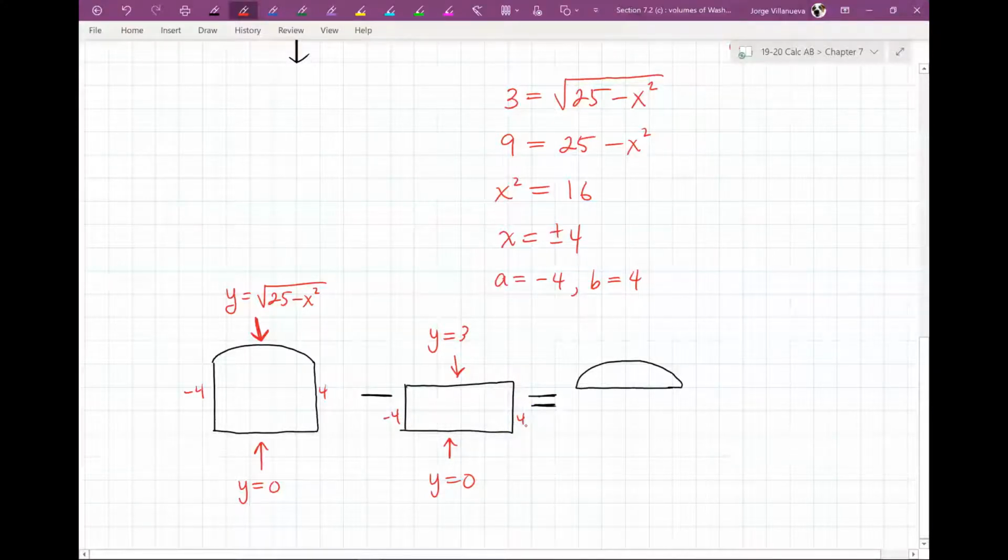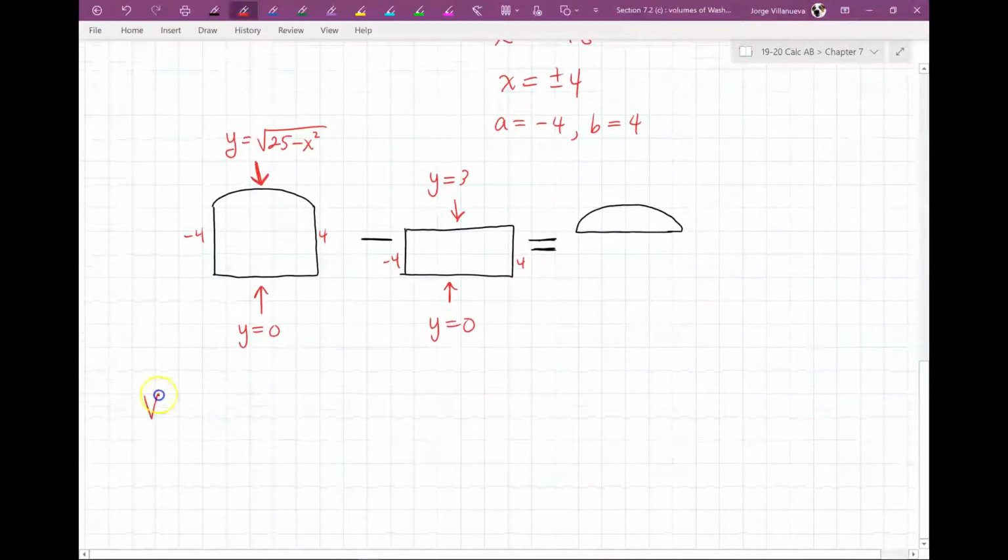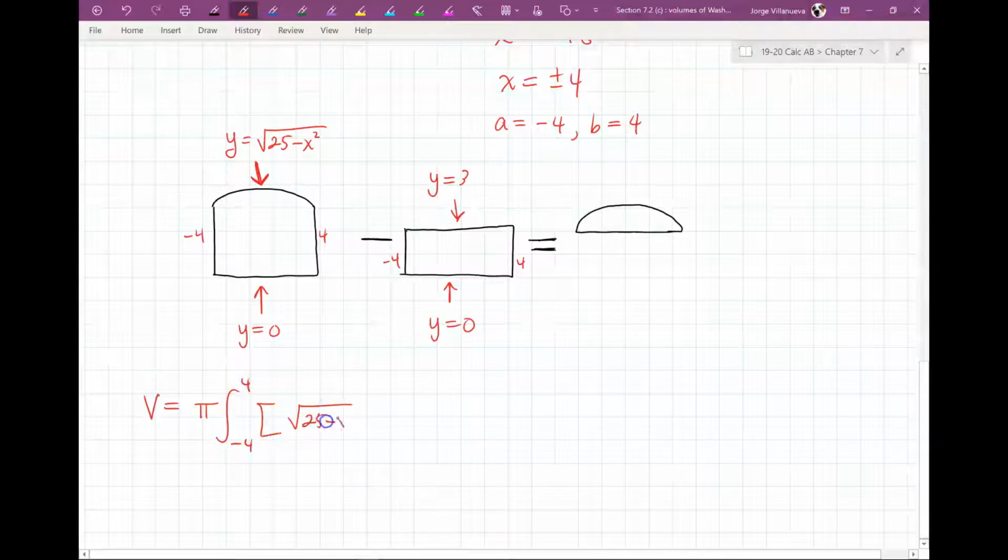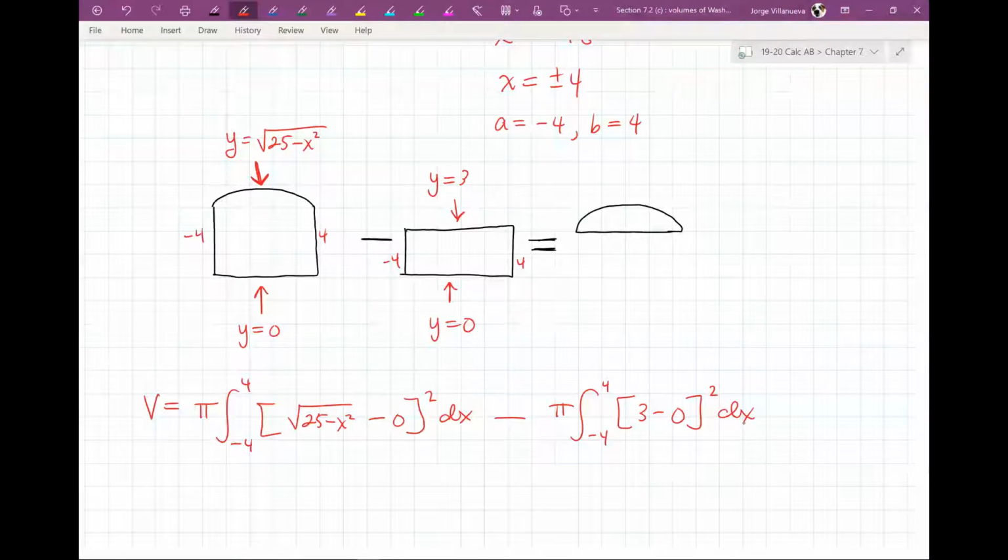I got my two discs. So let's write them out. Volume is equal to pi integral from -4 to 4 of top minus bottom, so radical 25 minus x squared minus 0 squared dx minus pi integral from -4 to 4 of 3 minus 0 squared dx. So there you go. You got disk minus disk.